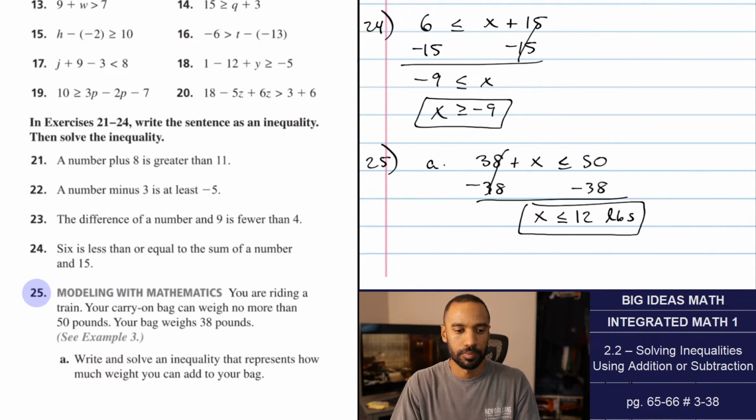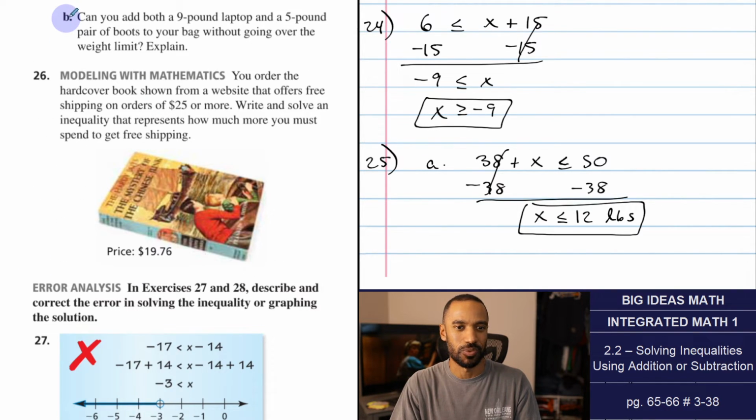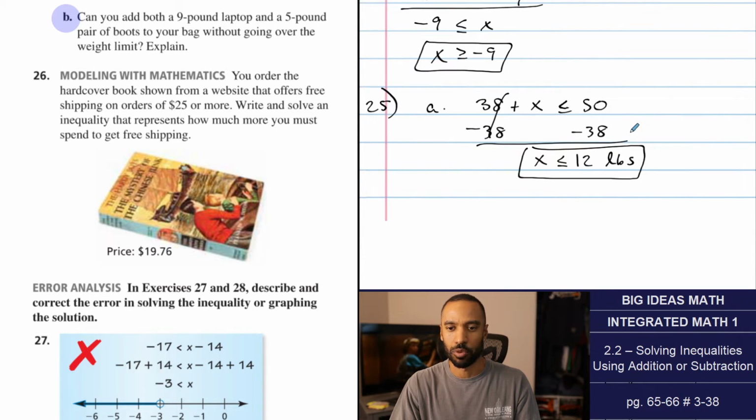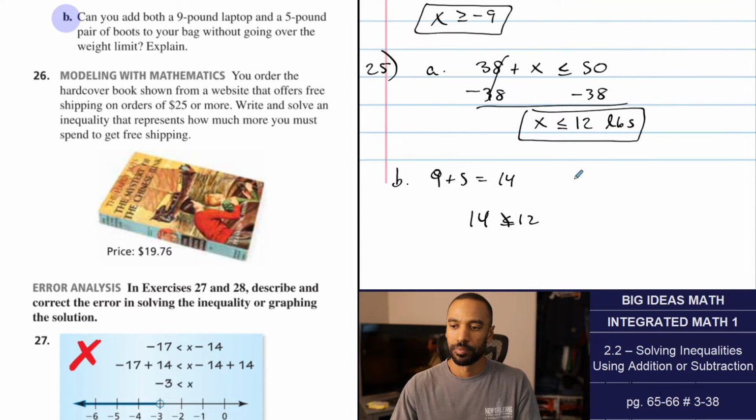That'll be our weight. I don't see part B. Oh, this is the one. There was one on another side. That's right, I'm sorry. So this is a part of the same question. Can you add both a 9-pound laptop and a 5-pound pair of boots to your bag without going over the weight limit? Explain. So for part B, 9 plus 5 is 14, and 14 is not less than or equal to 12. So no. No, it must be no more than 12 pounds.